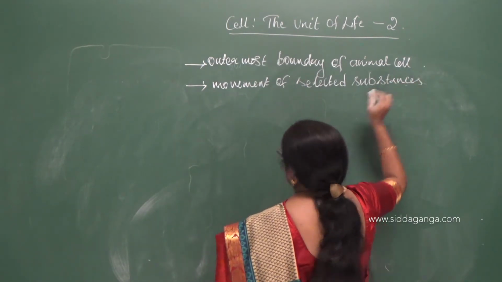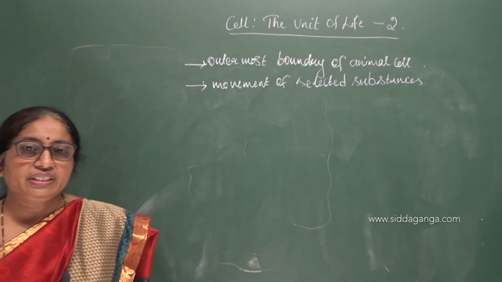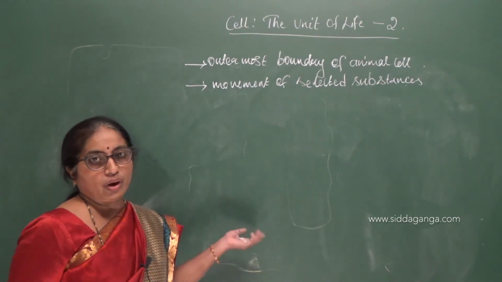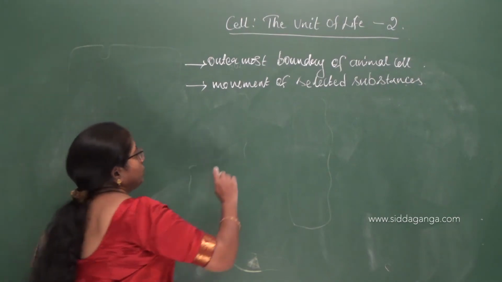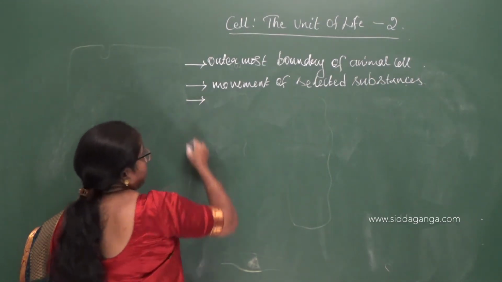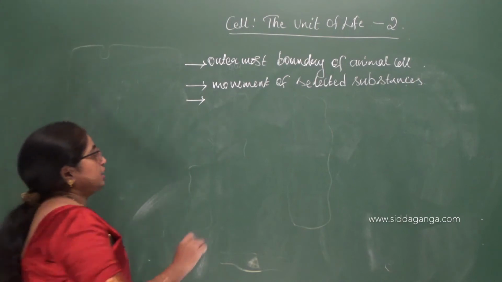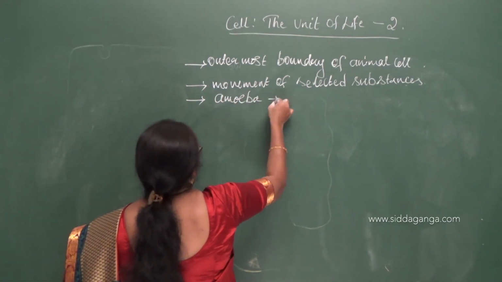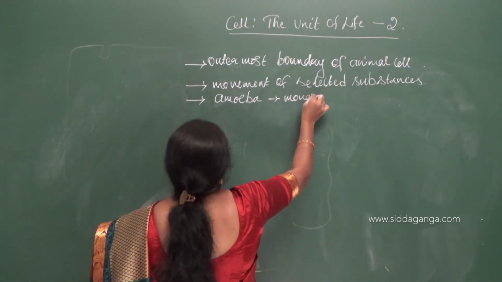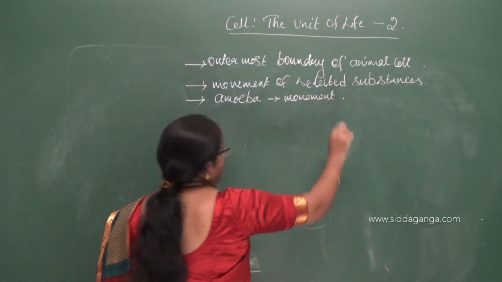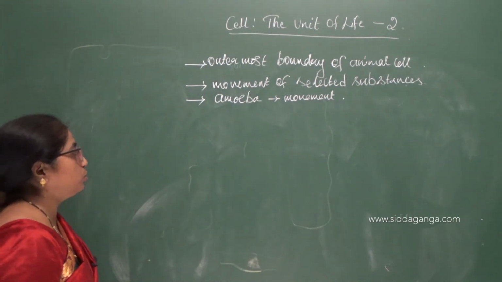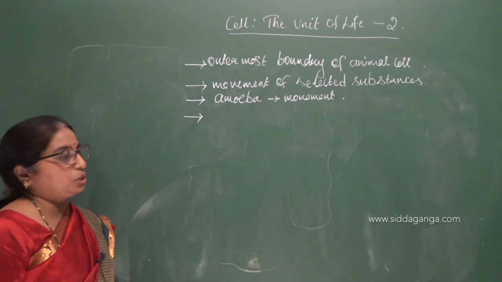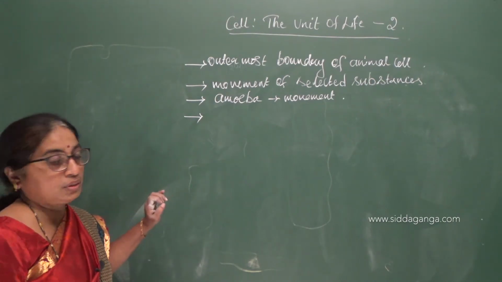Selective means they will select only the required molecules, which can move into and out of the cell. Hence, it promotes the movement of selected substances. In certain animals like amoeba, it promotes locomotion or movement of the body. So, it helps in the movement of the body in the case of amoeba, which are unicellular organisms.